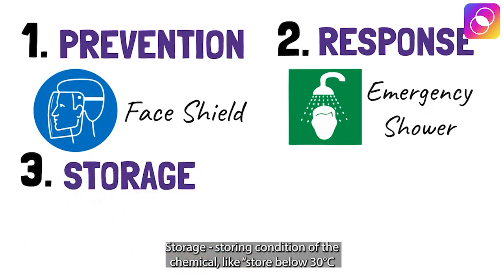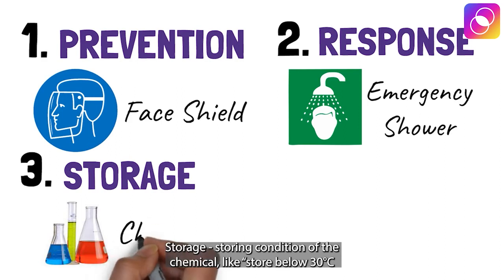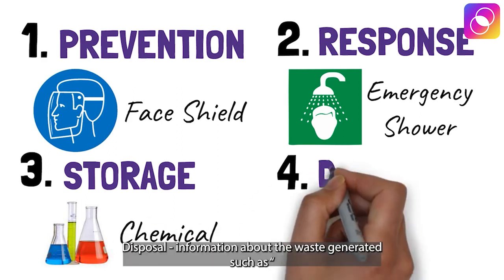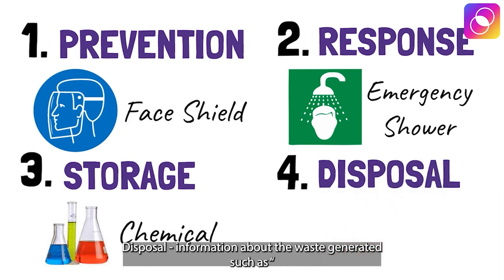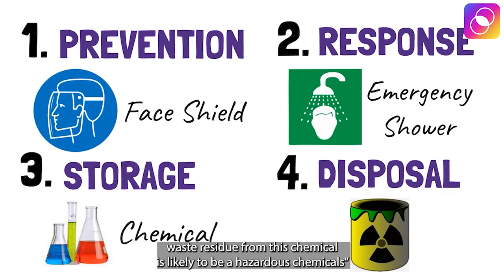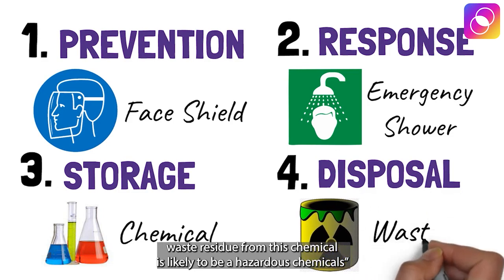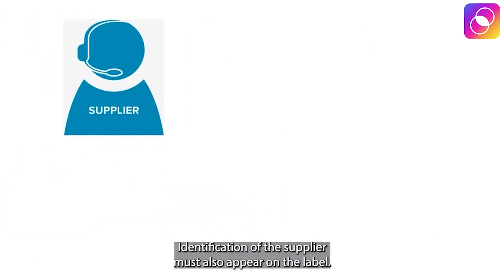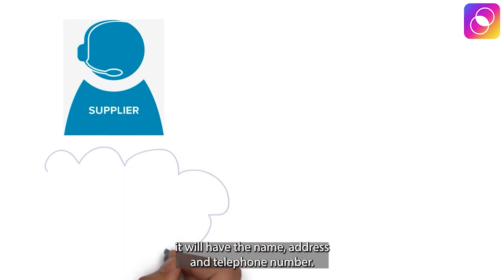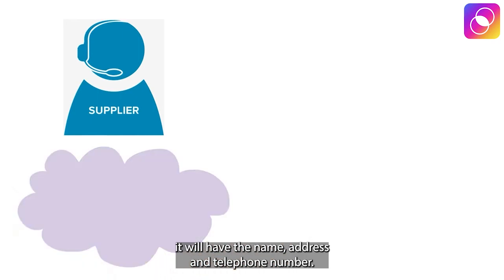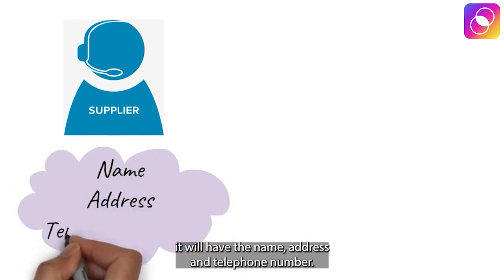Storage: storing conditions of the chemical, like store below 30 degrees Celsius. Disposal: information about the waste generated, such as waste residue from this chemical is likely to be a hazardous chemical. Identification of the supplier must also appear on the label. It will have the name, address, and the telephone number.